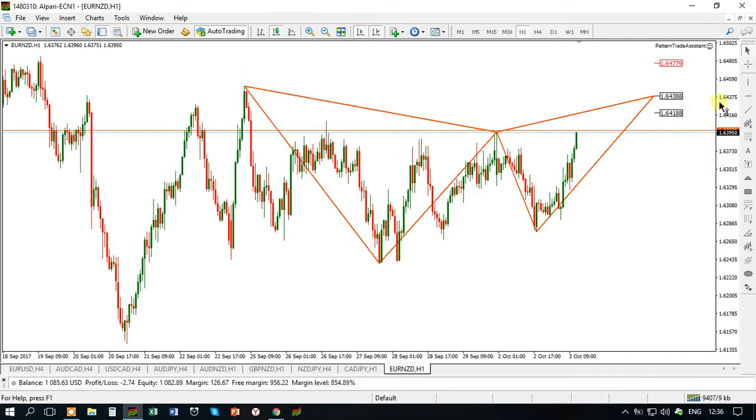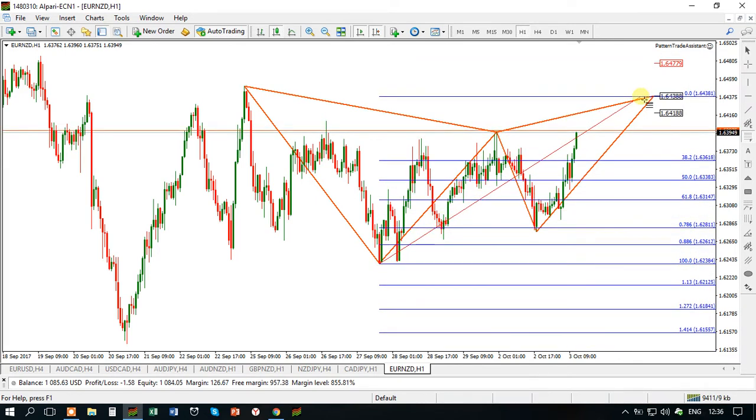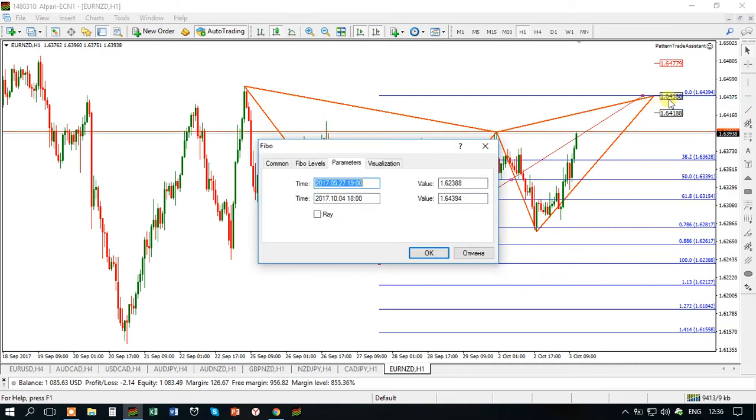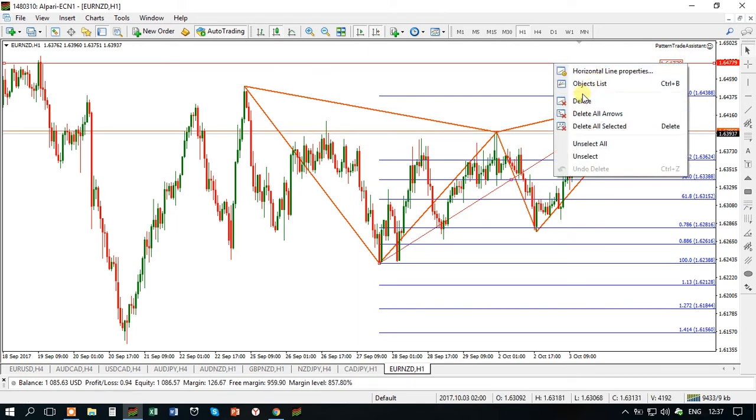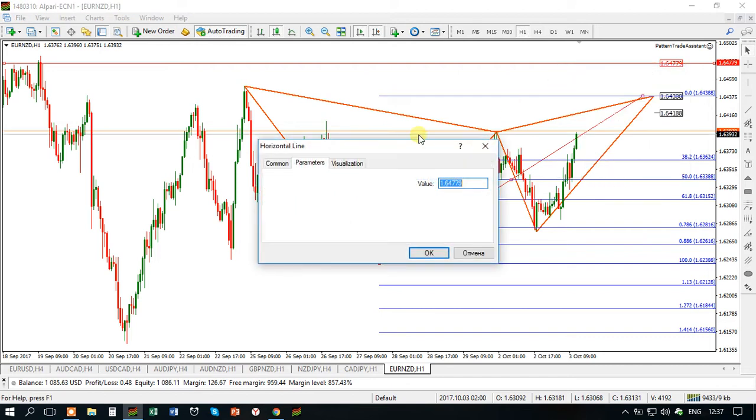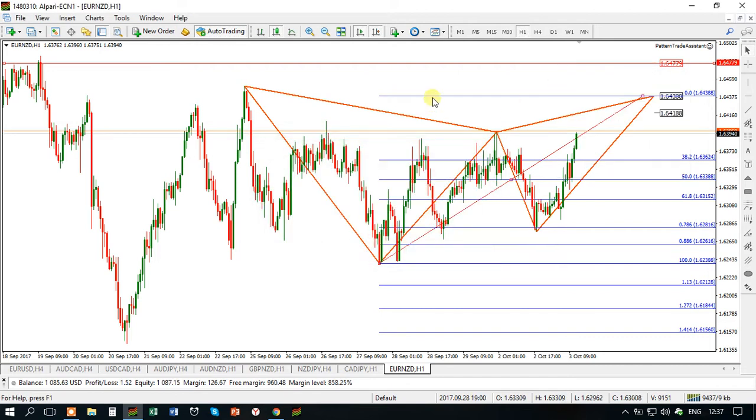Okay, the pattern is drawn. Then I am to stretch the fibs from A point to the potential D point. The potential D point is 64,388. Done. I am to place the stop loss. It should be this as recommended, 64,779. Horizontal line properties 779. Yes, I was precise. So, and I am to place the trade.